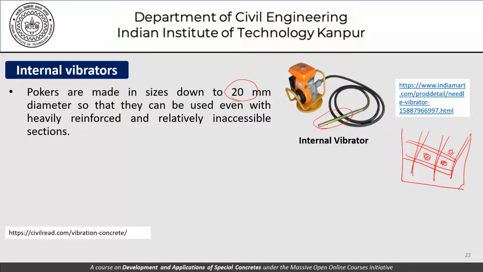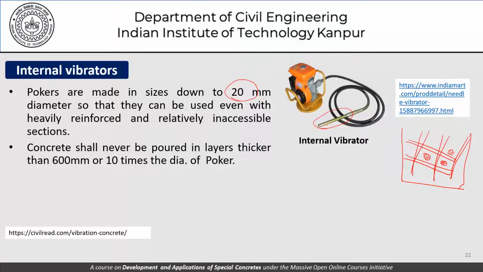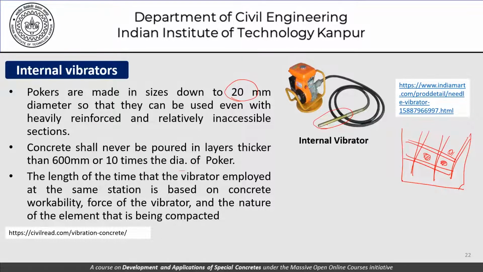Concrete shall never be poured in layers thicker than 600 mm or 10 times the diameter of the poker. The length of time that the vibrator is employed at the same station is based on the concrete workability, the force or power of the vibrator, and the nature of the element that is being compacted. So these are some of the things which are fairly obvious and are being stated just to draw your attention and put it on record that these are the kind of things that one must keep in mind when deciding about the type of vibrator, its characteristics, and finally, of course, the time of vibration.